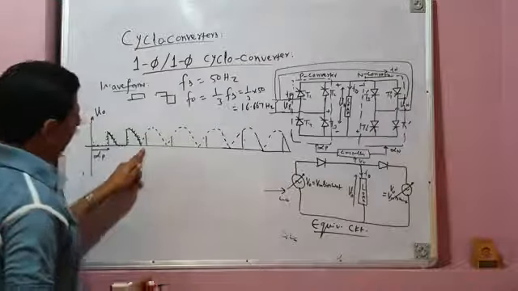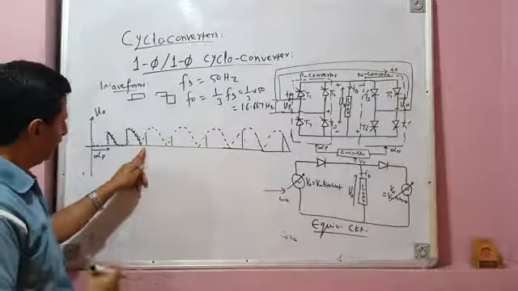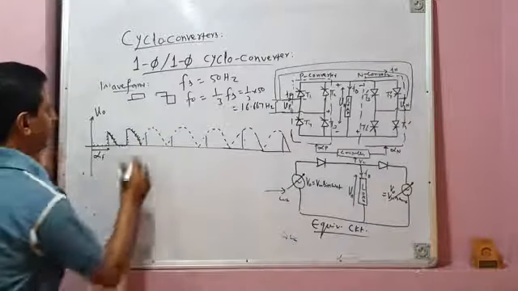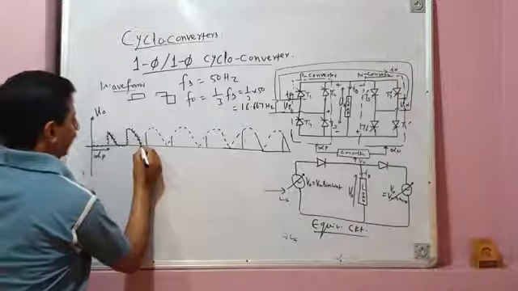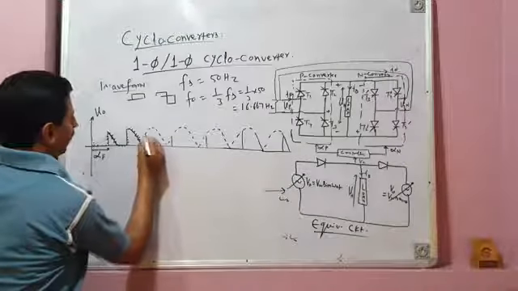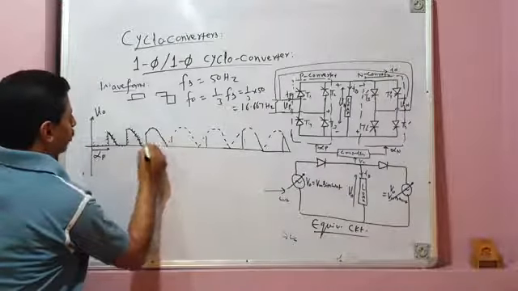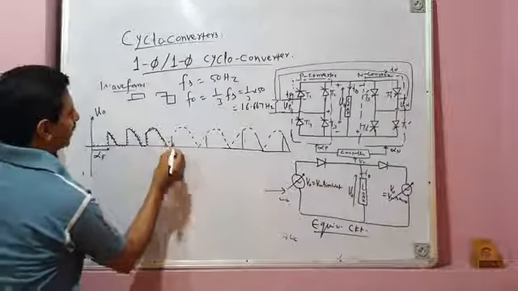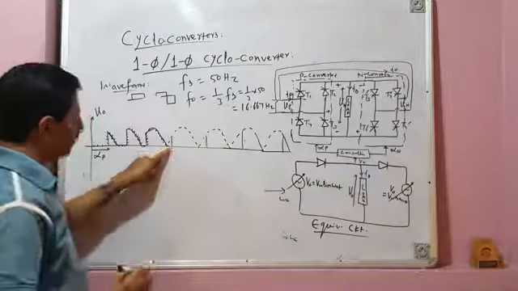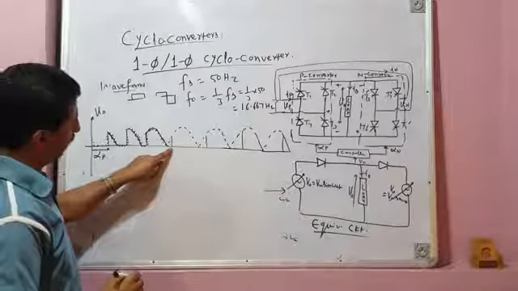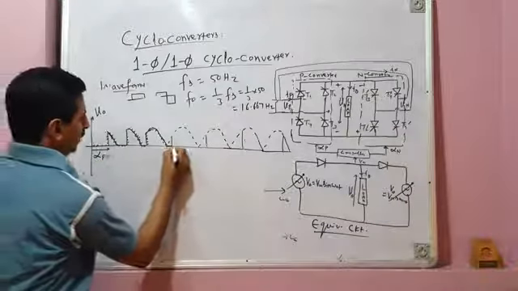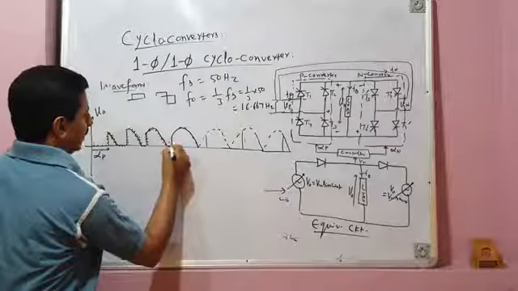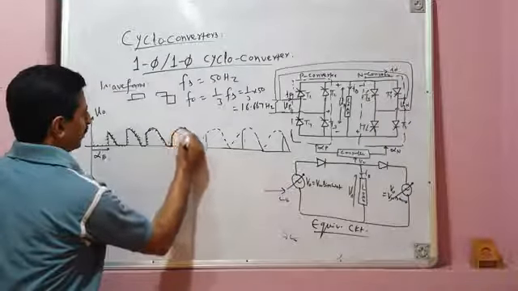In the next half cycle, the delay angle is further reduced. It is now reduced from 70 degrees to around 40 degrees, and you get still a large voltage segment across the load. And then in the next half cycle, the delay angle is further reduced. How much is the delay angle here? It is around 20 to 25 degrees only. So you get a very large voltage segment across the load.